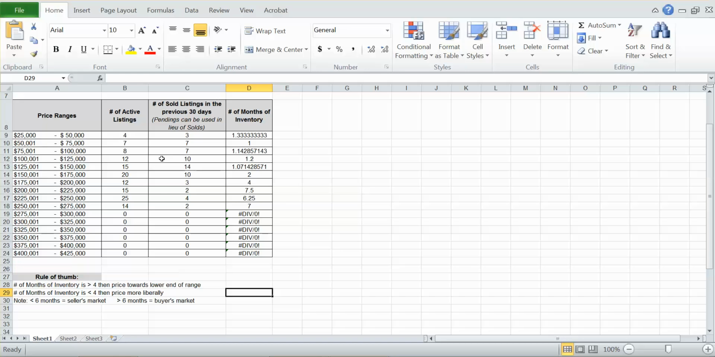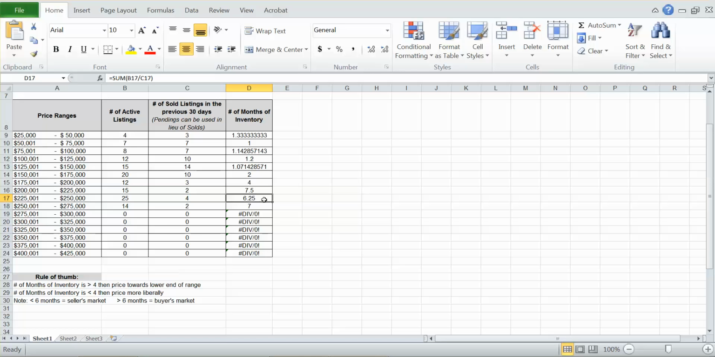But now if the reverse was true, let's go down here where we had 25 listings available in the 225,000 to 250,000 range, but only 4 sold last month. That means it would take a little over 6 months for us to finally get all of the current inventory sold if we kept progressing at the same pace that we did the previous month.